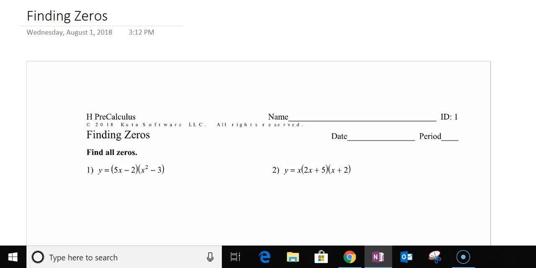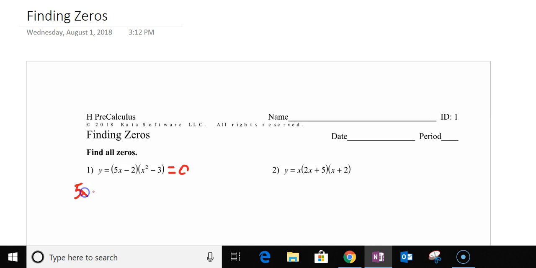So first, when you're being asked to find zeros, you're basically being asked to find the x-intercepts of a function. And the way you do that is you set the function equal to 0. So in this case, number 1, it's already been factored for us, so we're going to set it equal to 0. And we all know from Algebra 1 that when you have a function that's been factored and it equals 0, then all you have to do is set each part equal to 0.